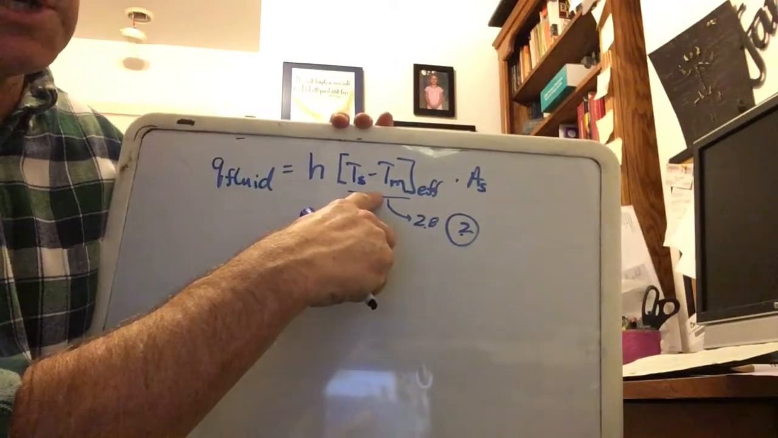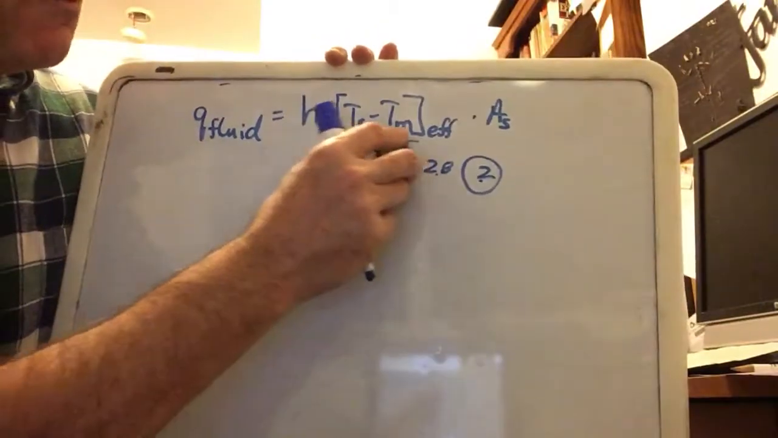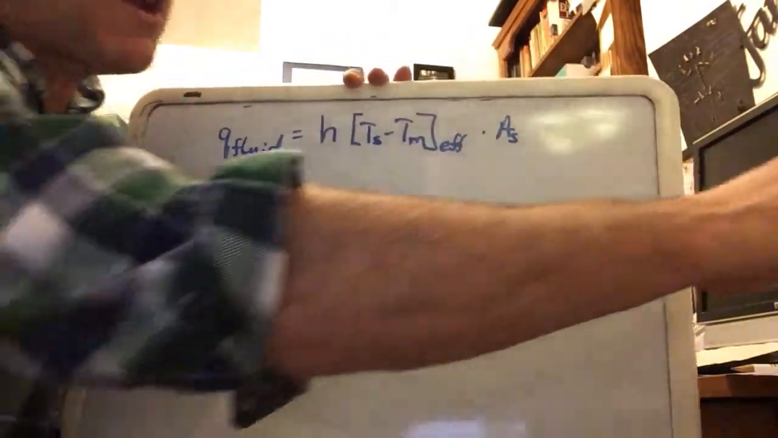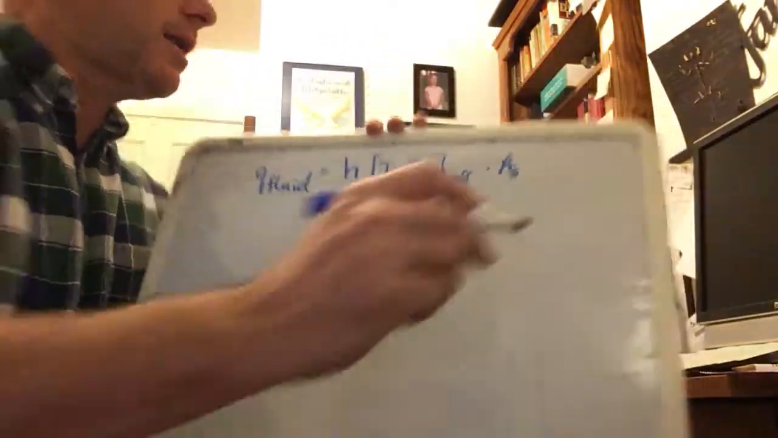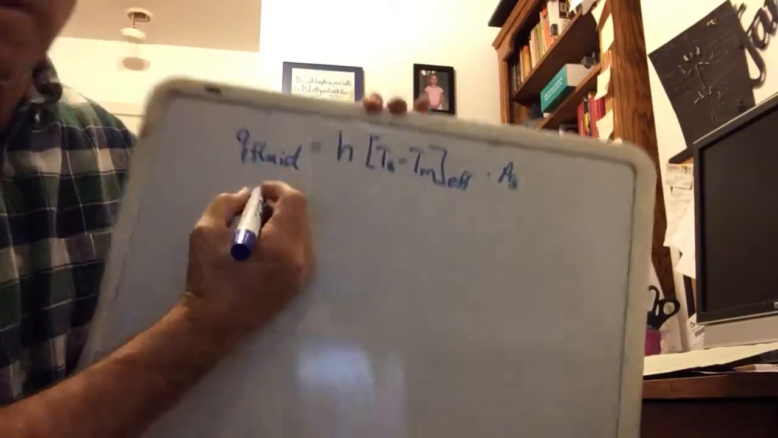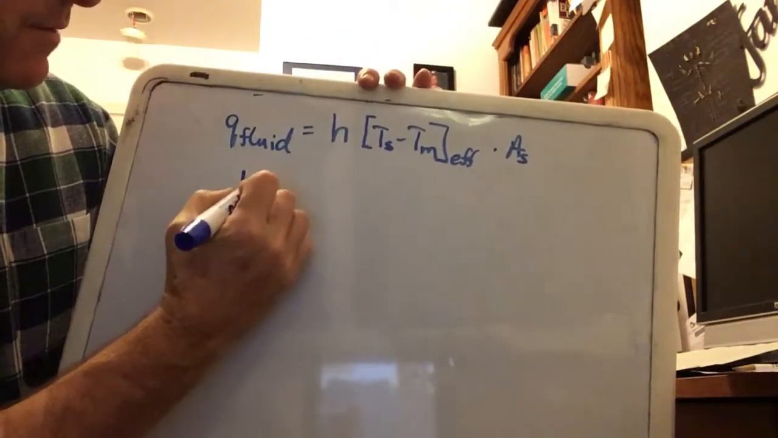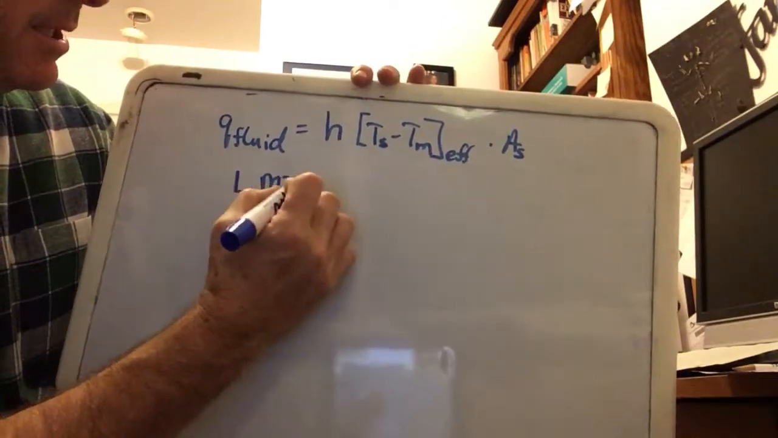It would be great if we could go through the derivation of how to get the effective average temperature difference between the surface and the mean fluid temperature, but I'm just going to give you the formula. It comes from calculus. It's not that hard to do. It is called the log mean temperature difference, so many times it's abbreviated as LMTD.